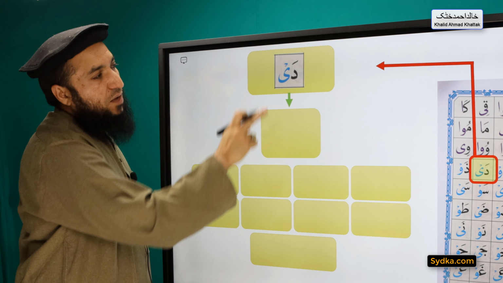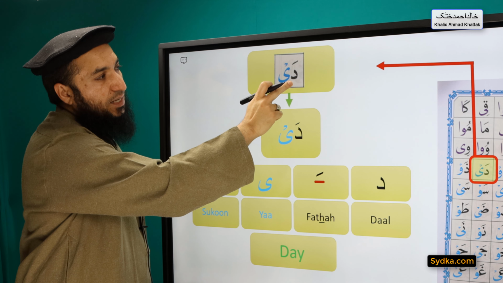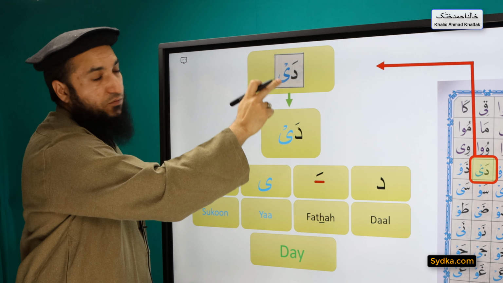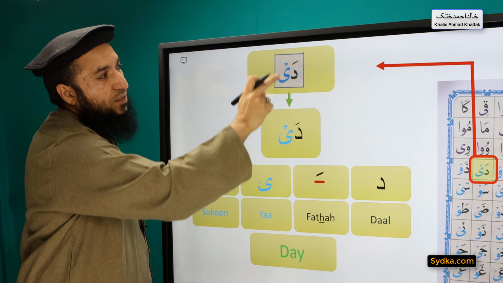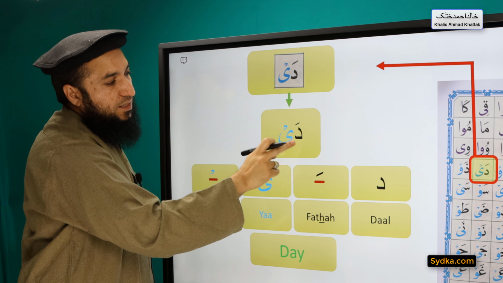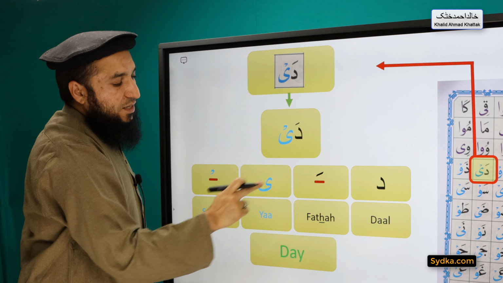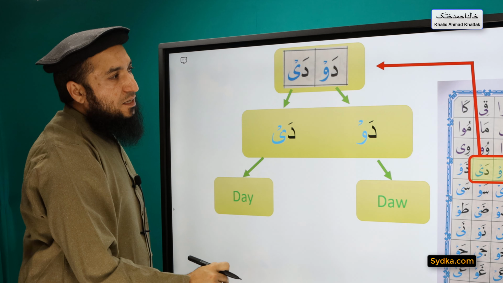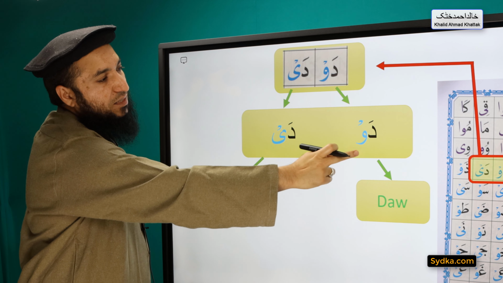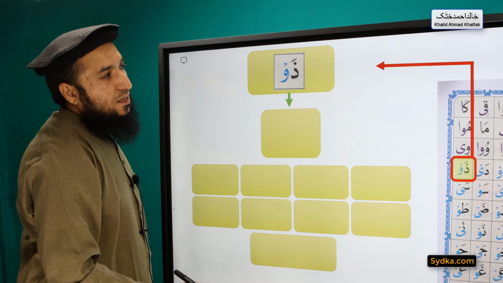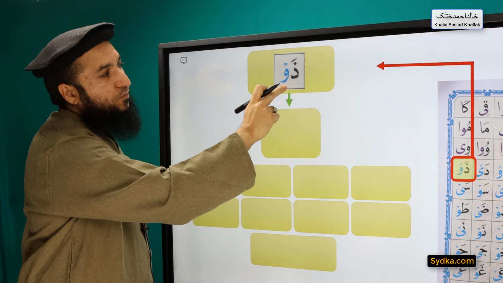The next syllable we have is dal fatha ya sukoon, day. Dal is a light letter, it has fatha on top of it, it is followed by ya, and ya has a sukoon. Dal fatha ya sukoon, day. So now we have both of them. Daw, day. Daw, day.